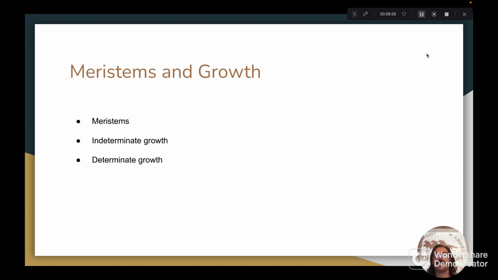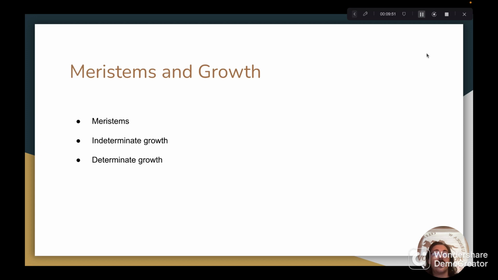Okay. So beyond primary and secondary growth, there's two more types of growth I'd like to talk about. We have indeterminate growth. Now, if an organism is said to exhibit indeterminate growth, this means that it grows throughout its lifespan rather than growth being confined to a specific stage in its life cycle. So plants exhibit indeterminate growth.